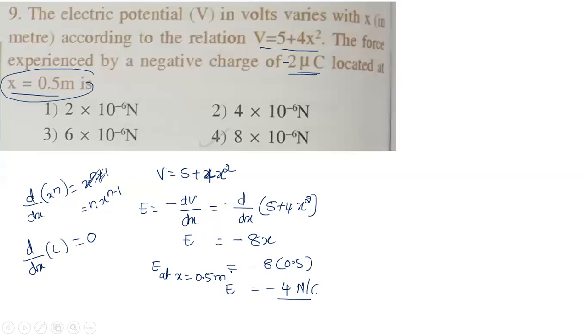Okay. So here we got the electric field now. We need to find force. Force is given by our formula: force equal to charge multiplied by electric field. Charge is given as minus 2 microcoulomb. Electric field is 4 with a negative sign. Here minus 2 into micro means 10 power minus 6, into minus 4. You get minus into minus becomes plus, 8 into 10 power minus 6 Newton.